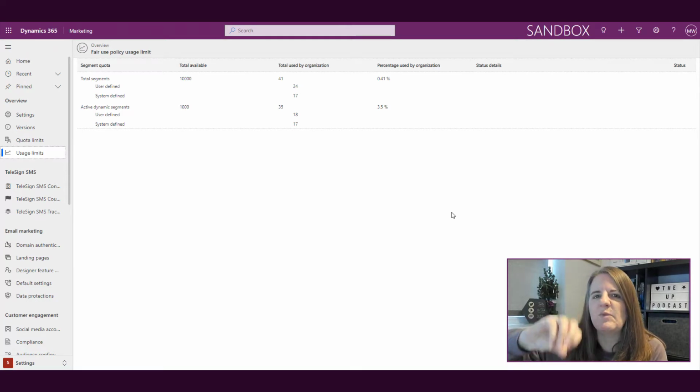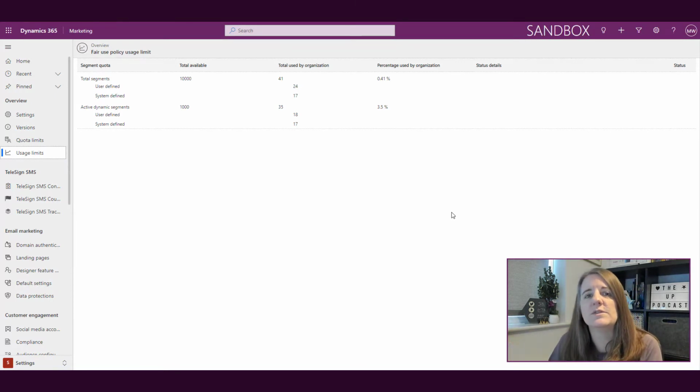So this is really pared down now, where all we're seeing here in the usage limits is about the segments themselves. Whereas before we'd see the number of contacts we were able to market to, how many were being used, what the total number of contacts was in the entire system, that kind of thing. So this usage limits changed, pared down, not as much information.